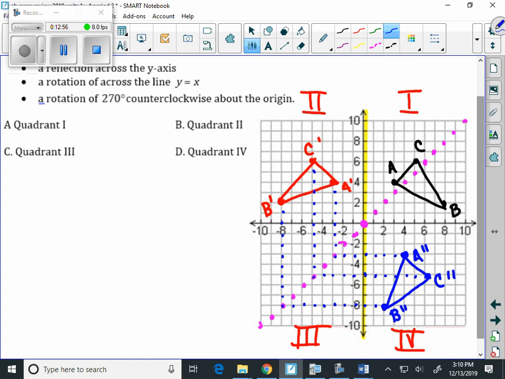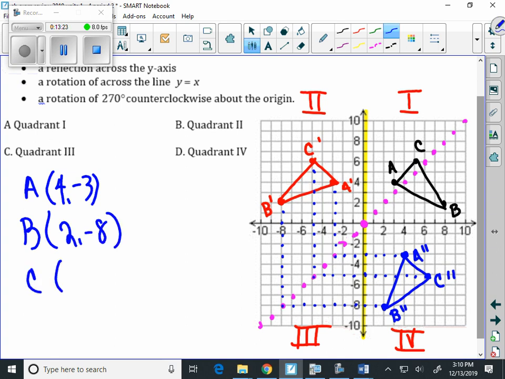The last part now says a rotation of 270 degrees counterclockwise about the origin. So I'm going to write down the ordered pairs for the blue, which are going to be A has a value of 4, negative 3. That's the ordered pair. And our B has a value of 2, negative 8. And C has a value of 6, negative 5.